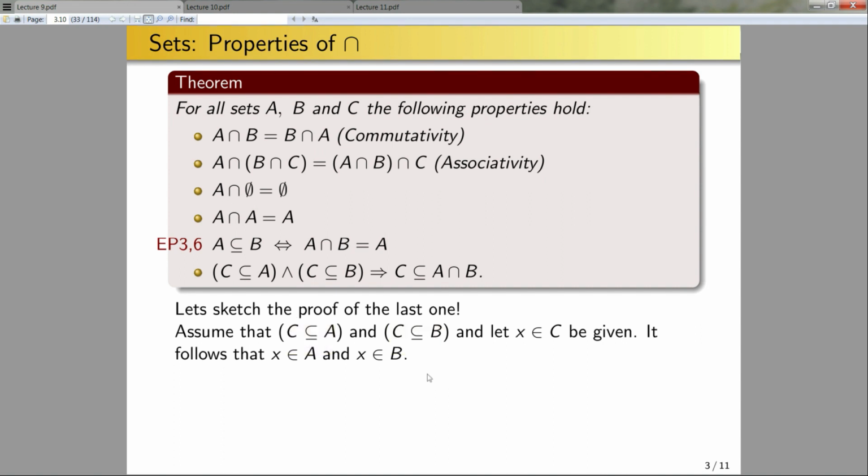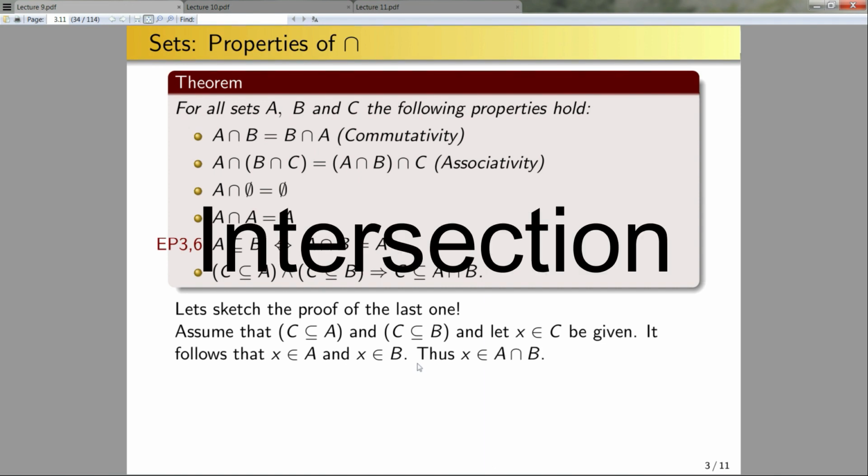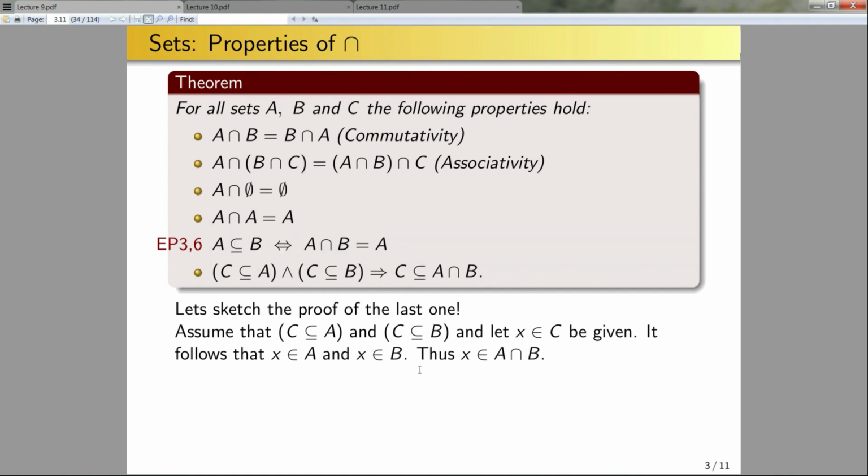So now that X is an element of both A and B, it follows that X is in the intersection of A and B by definition. Since X is now in the intersection of A and B, it follows that C has to be a subset of A intersect B. So now a good exercise would be to prove the rest of these, and do note that you can make this a formal proof by simply stating that let A, B, and C be sets before you make this argument.